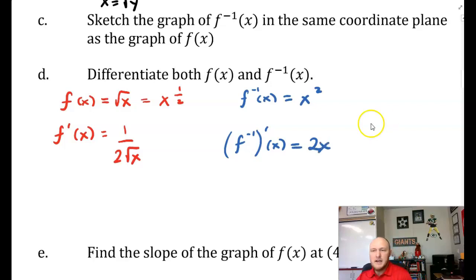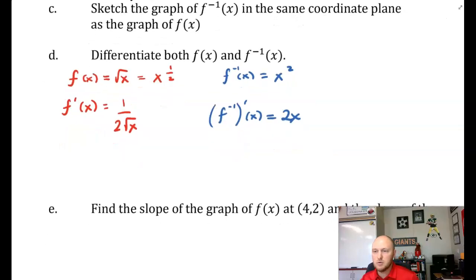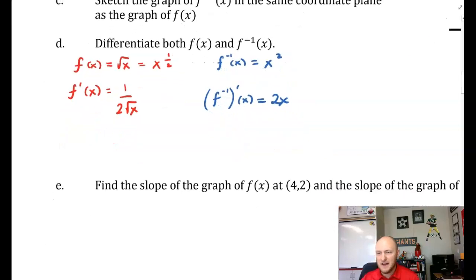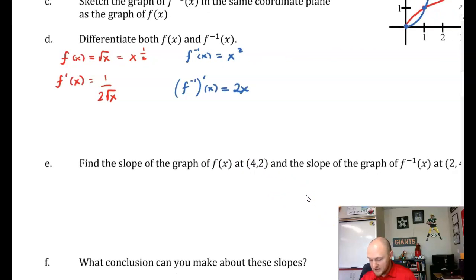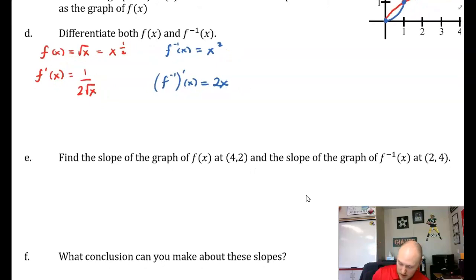All right, and then part E, they say find the slope of the graph of f at (4, 2), and the slope of the graph of f inverse of x at (2, 4). What I want you to note about this is these are mirroring points. They are inverses of each other. X and y have been switched.